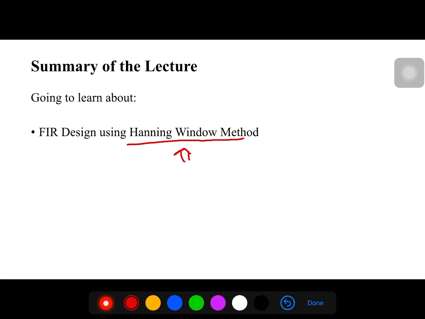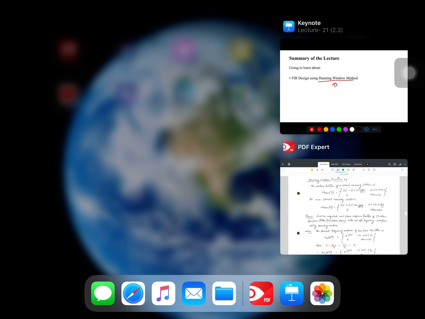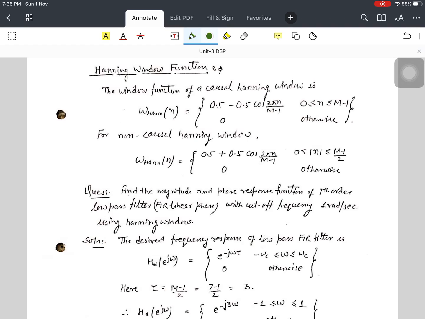We will discuss what the Hanning window function is and how we can solve a numerical problem based on the Hanning window method. So, let us start with the numerical problem. The Hanning window function for the causal case is w_Han(n) = 0.5 - 0.5 cos(2πn/(M-1)), when n lies from 0 to M-1, otherwise the function is 0.